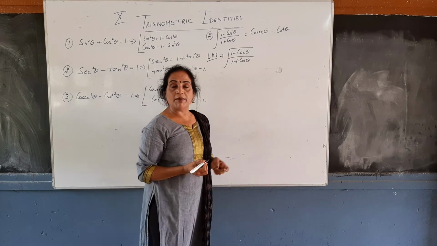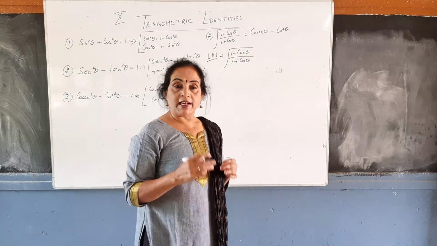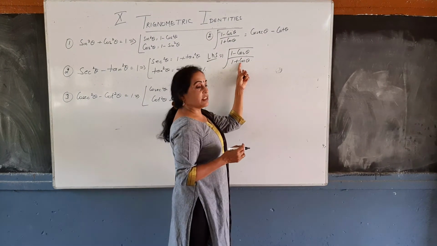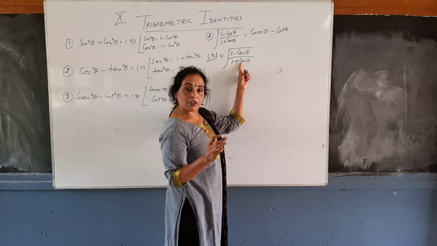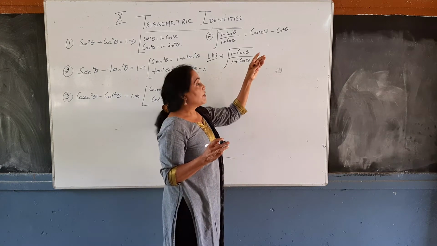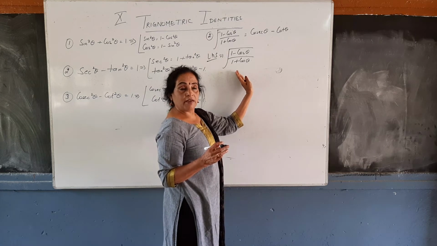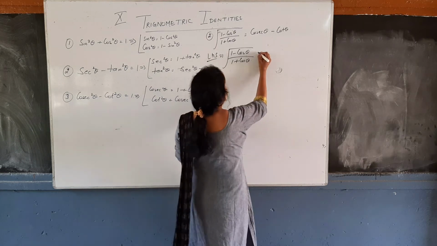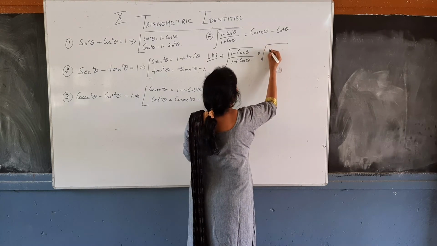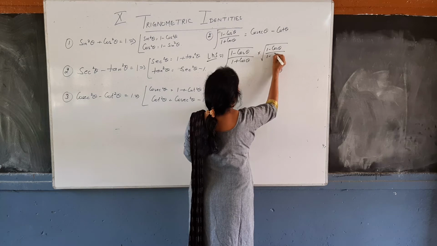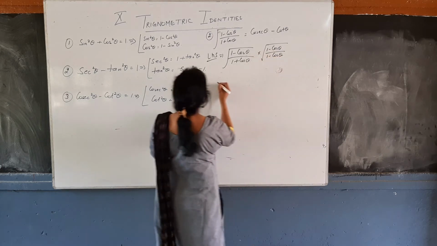Since root terms are given in the denominator, we will rationalize it. How will we rationalize? Yes, see, 1 plus cos theta is given, so we will rationalize by 1 minus cos theta. Rationalize means we have to multiply and divide by the same term but with a difference in the sign. So multiply and divide by 1 minus cos theta upon 1 minus cos theta.